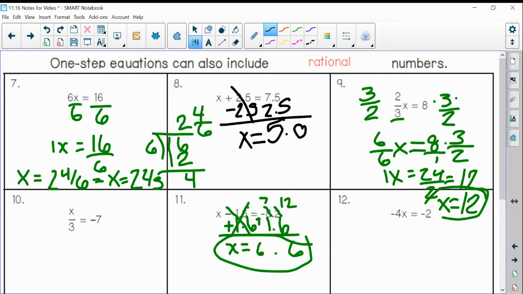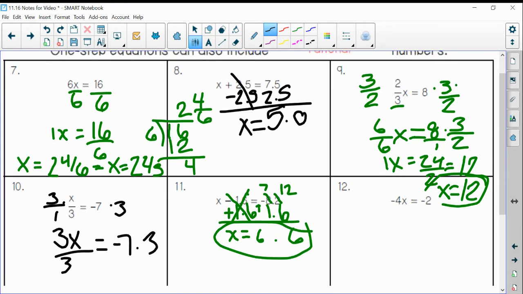All right, so 10, remember, it's not a fraction, it's division. How do we get rid of division? What's the inverse of division? Multiplication. So to get rid of divide 3, we're going to multiply by 3, so times 3. Times 3. 3 times x is 3x. 1 times 3 is 3. And 3x over 3 is equal to negative 7 times 3.